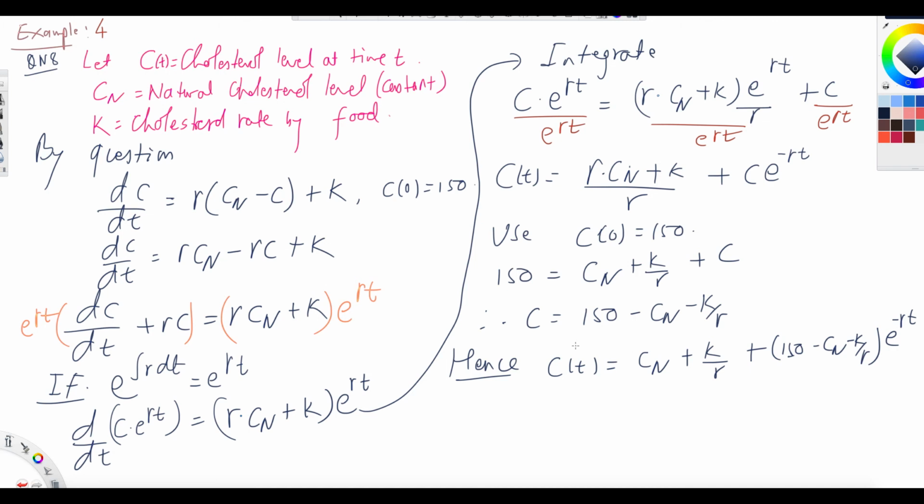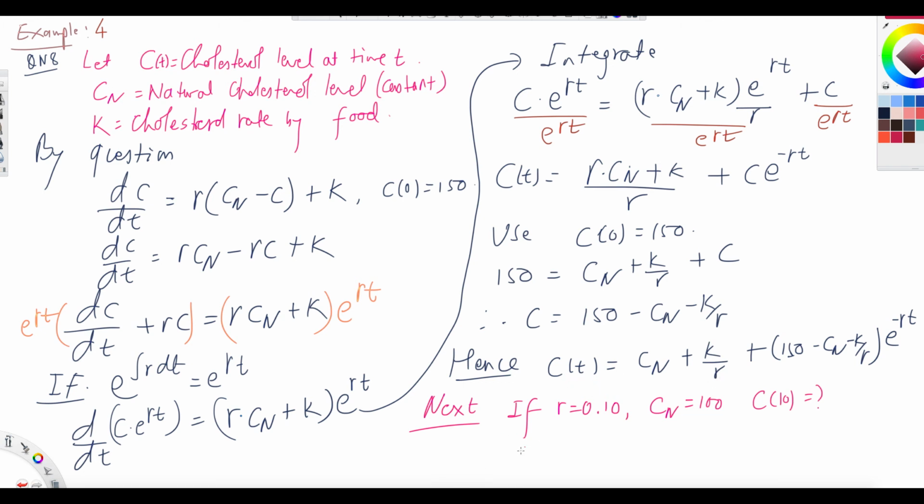Now, question number A is also given: if r is 0.10, that is given per day, and the natural level cn is 100, this is also given. Find the cholesterol level of the person after 10 days. So you need to find C(10). What we need to do here is plug in these values. Cn is 100, you leave k, r is 0.1.